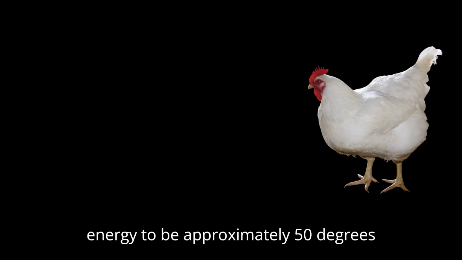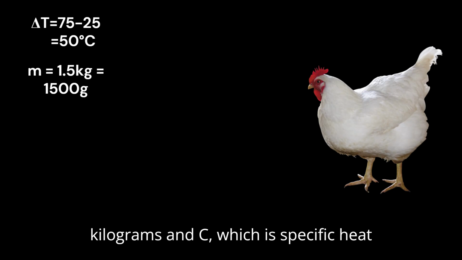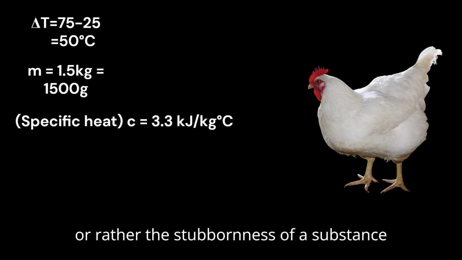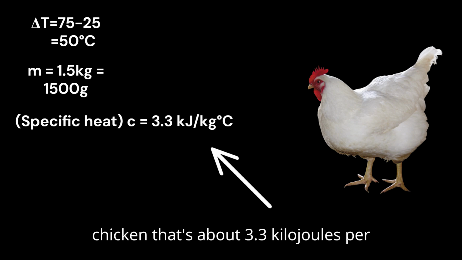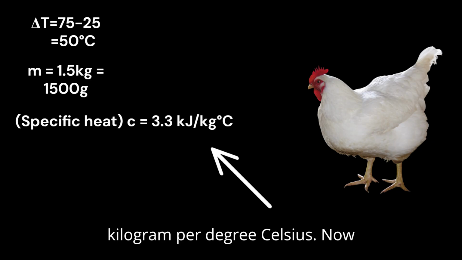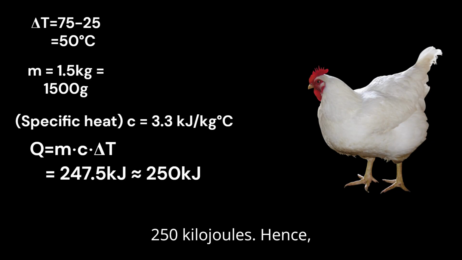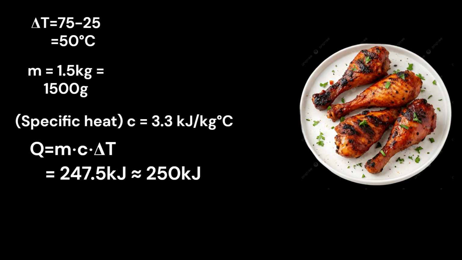Taking the change in energy to be approximately 50 degrees Celsius, the mass of the chicken at 1.5 kilograms, and C, which is specific heat, or rather the stubbornness of a substance to change its temperature, which for a chicken, that's about 3.3 kilojoules per kilogram per degree Celsius. Now, substituting these values in the formula Q is equal to mc delta T, we get 250 kilojoules. Hence, we need about that much energy to cook a chicken.